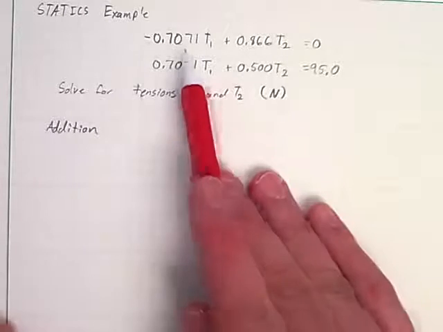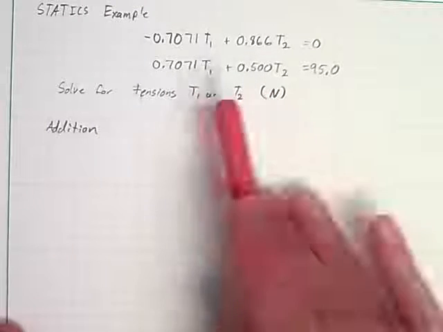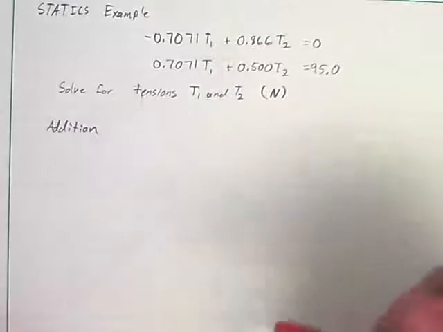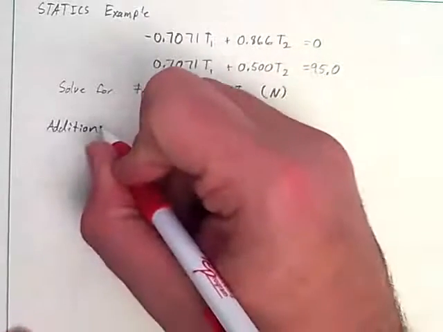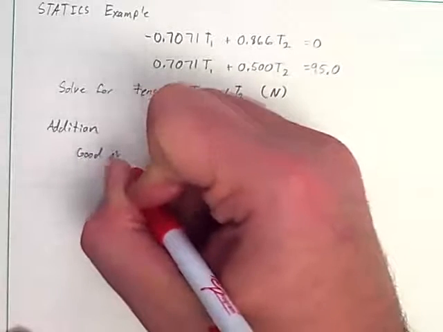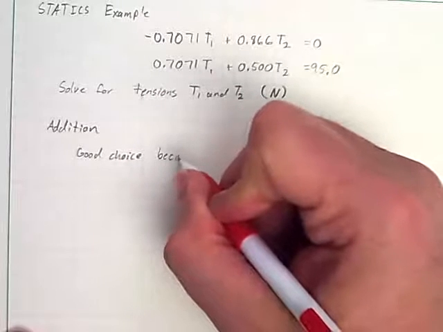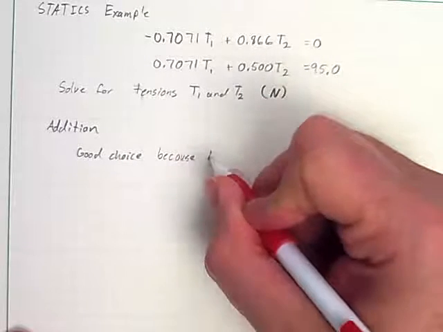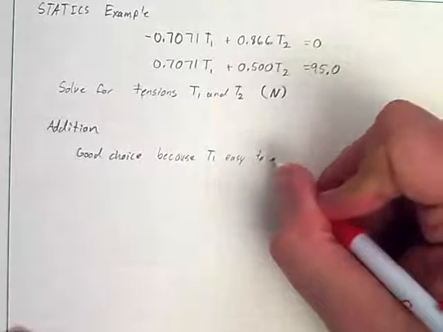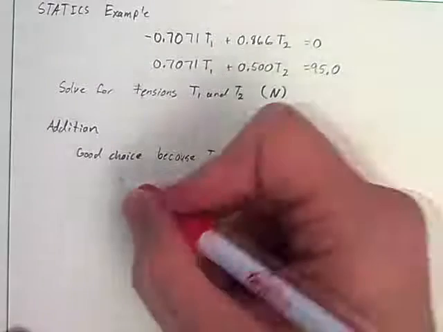Addition works really well on this one because we have two coefficients that are exactly the opposite of each other. We don't even have to multiply to change things. So on this one, addition is a good choice, because T1 is easy to eliminate. So let's just do that.